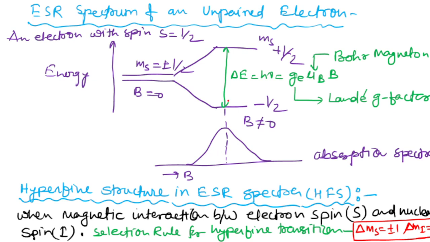Here the transition will not take place because delta m_s is not 0; the m_s value is plus or minus half. So that's why you will not see any transition here. But through this you will get a spectrum, that is an absorption spectrum.